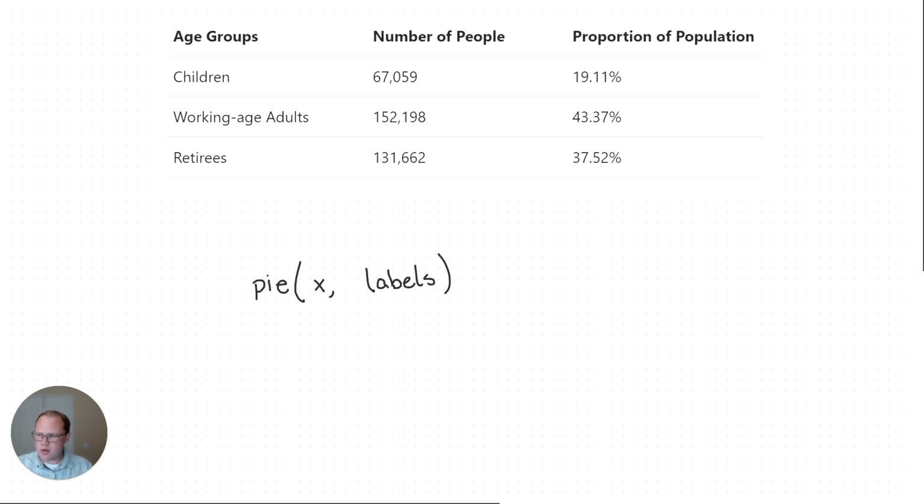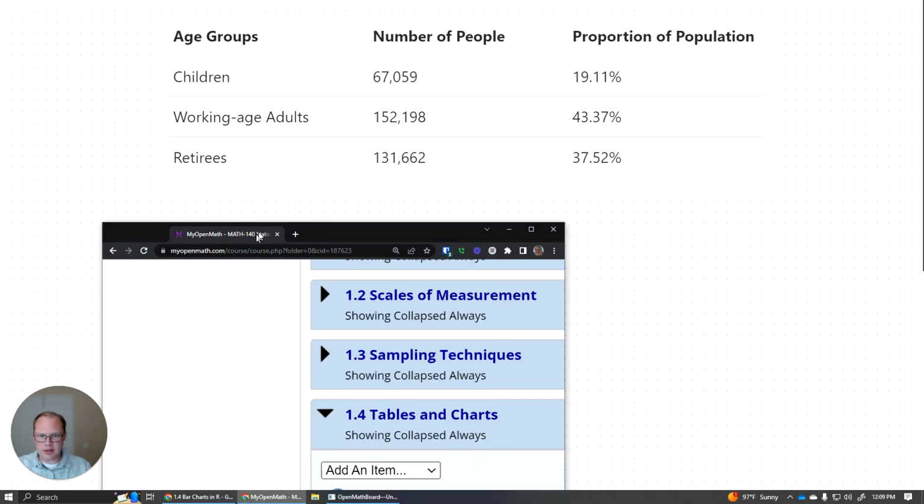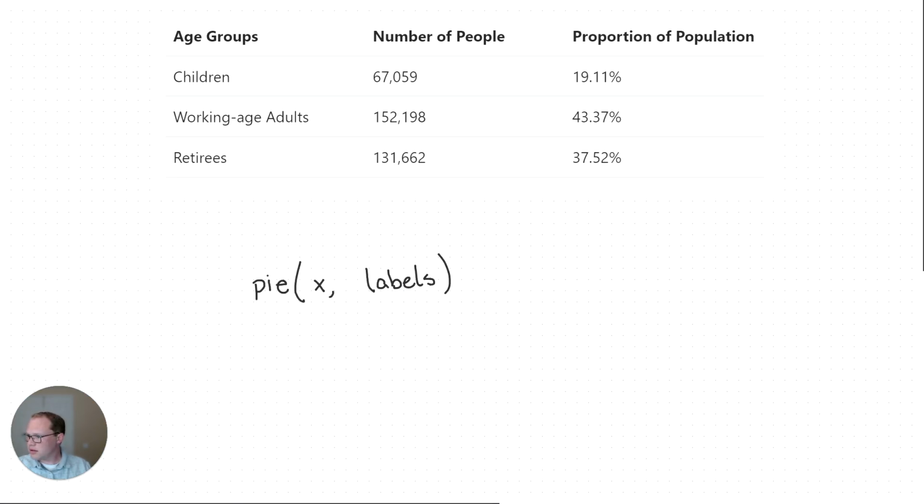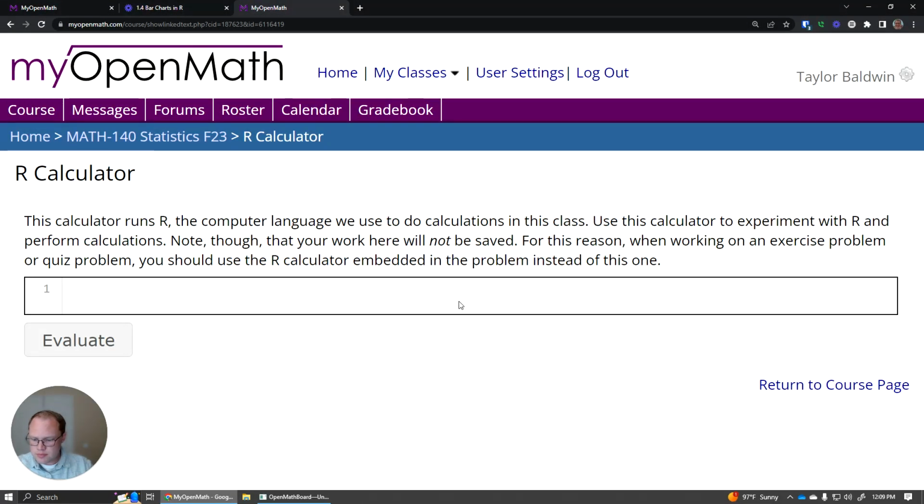So for x, let's pull over my calculator here. So we'll take our proportions, which again was the 19.11%, 43.37%, and the 37.52%. Exactly what I did in the bar plot example. I'm combining these three values into a list, separated with commas, and I'm naming the list proportions.